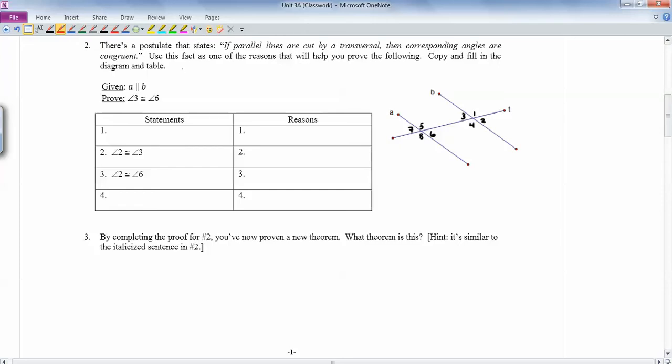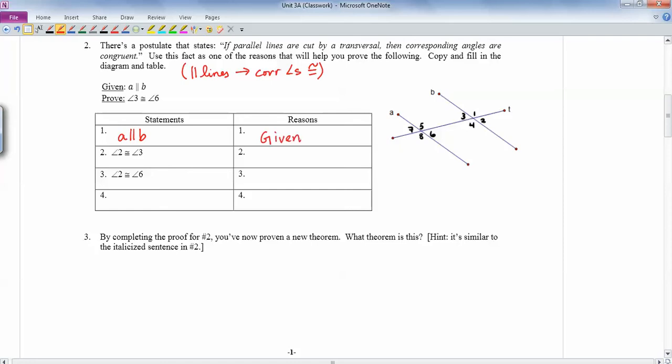So the way that I abbreviate this one in a proof, I write parallel lines give you corresponding angles that are congruent. Okay? So let's try to use that fact somehow. All right, so the given here is A is parallel to B. So I'm going to write that down, given.